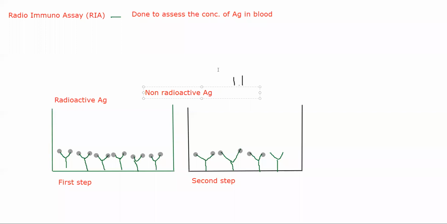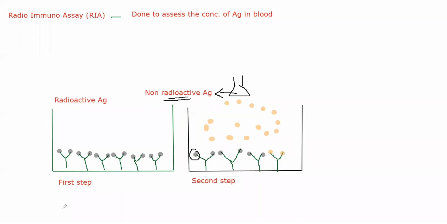When I add non-radioactive antigen to this well, please keep in mind that this already has some amount of radioactive antigen attached to these antibodies. Let's suppose non-radioactive antigen looks like this. Okay, so I'm pouring non-radioactive antigens here now. What will happen is these non-radioactive antigens will compete with the radioactive antigen. It will literally replace that antigen. So some of the antibodies will start having non-radioactive antigens on their surface now.